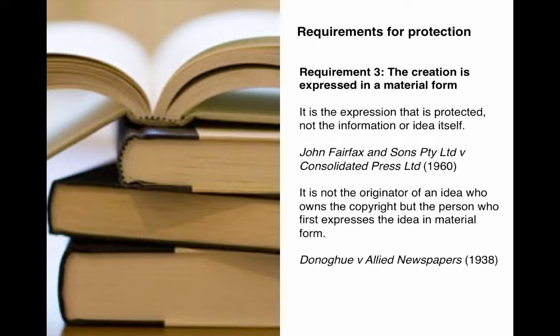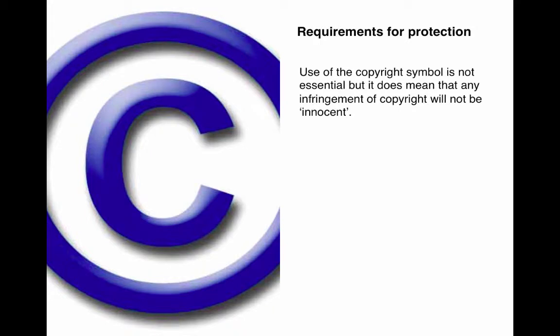In Donahue and Allied Newspapers, Donahue was a jockey who was interviewed by a journalist. The interviews were written up by the journalist and published in a series of newspaper stories. 5 years later, the journalist wanted to use the material from the newspaper stories in a book to be published by Allied Newspapers. Donahue, the jockey, opposed the use of the material and claimed ownership of copyright in the interviews. The court decided that copyright in the interviews was owned not by Donahue, but by the original newspaper as the journalist's employer at the time. The ideas in the interviews may have been Donahue's, but it was the journalist who first expressed them in material form.